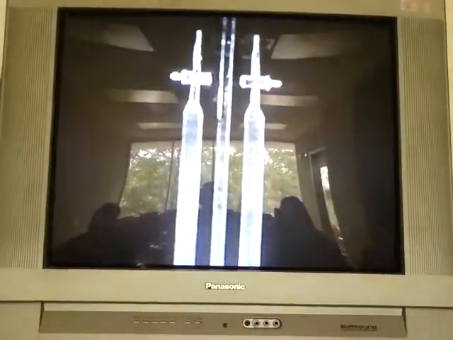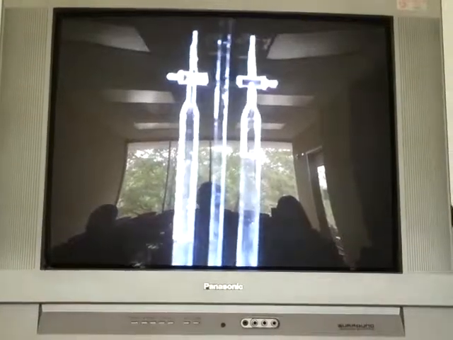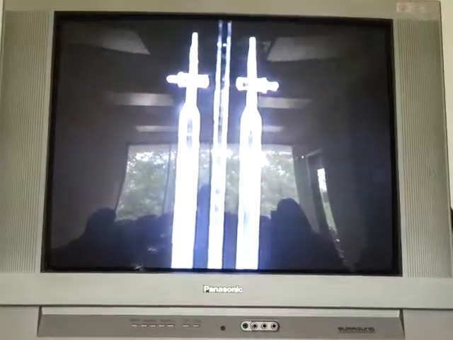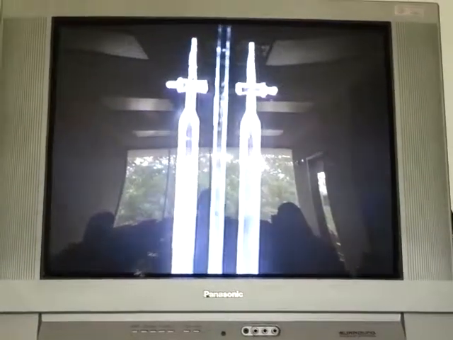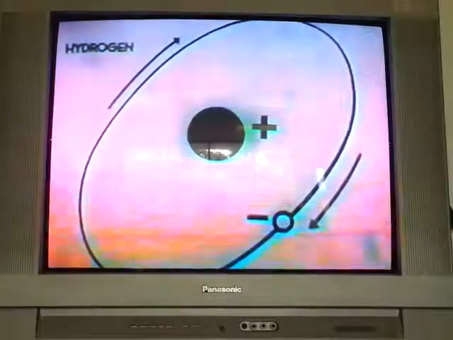By means of electric current from the dry cells, water molecules may be separated over a period of time into atoms. The test tube on the left now contains atoms of hydrogen gas, and the one on the right contains atoms of oxygen gas. Here's a diagram of a hydrogen atom.